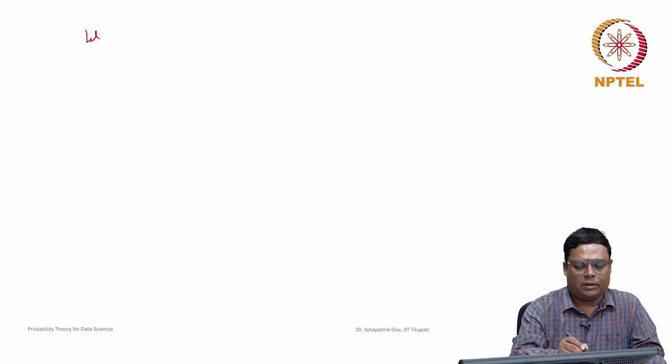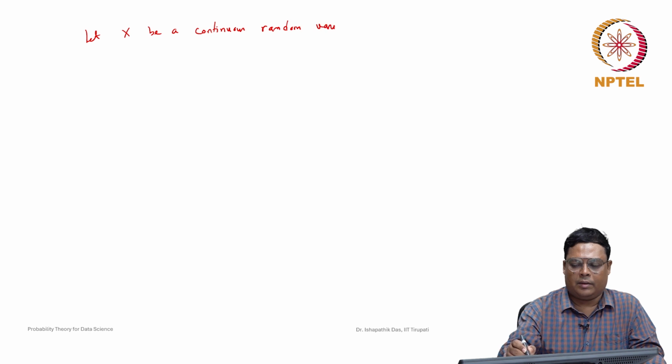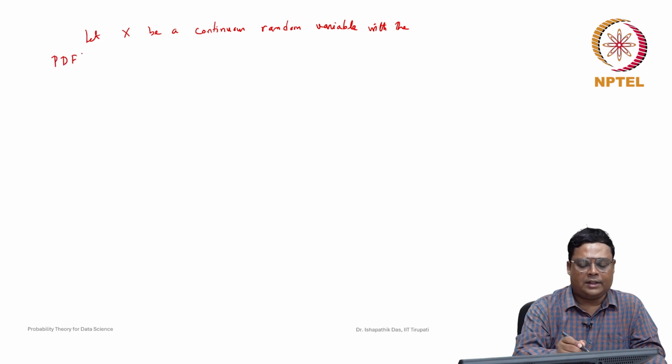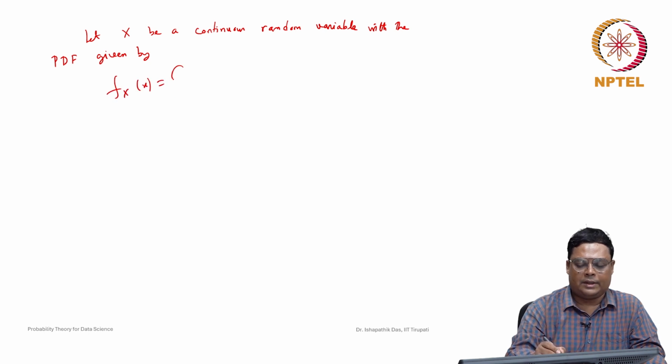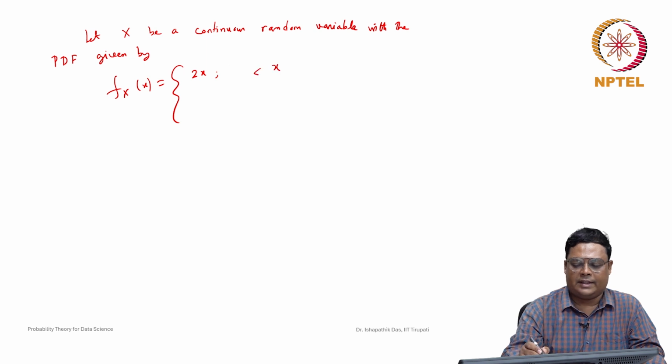Let X be a continuous random variable with the probability density function given by f of x is equal to 2x whenever x is between 0 and 1, 0 otherwise.